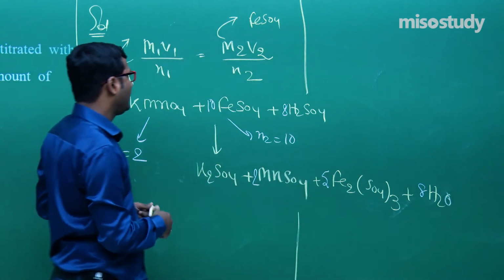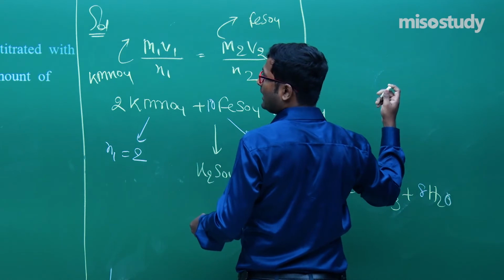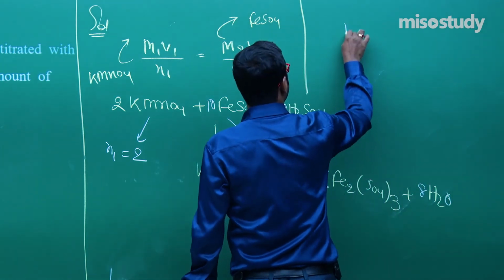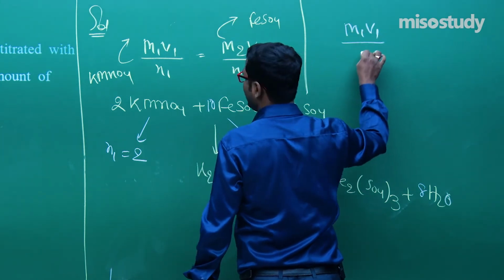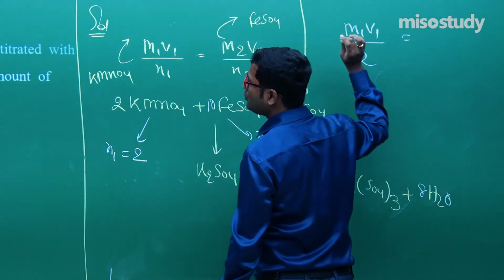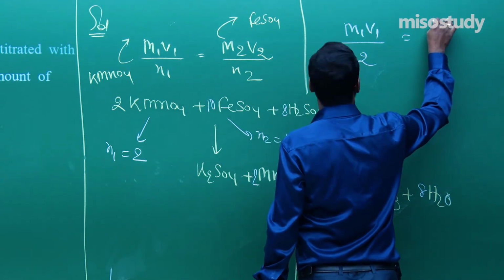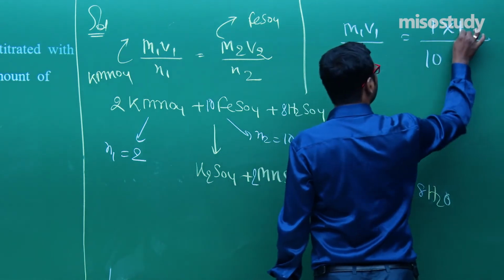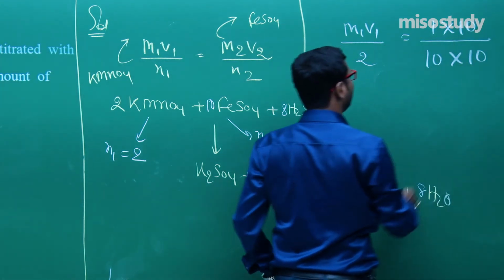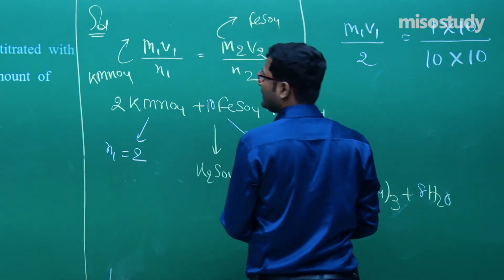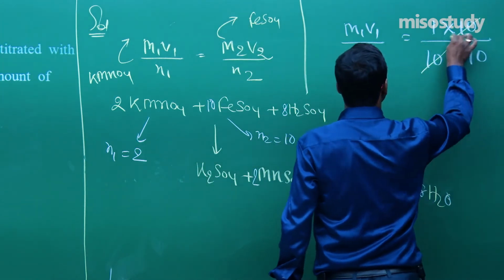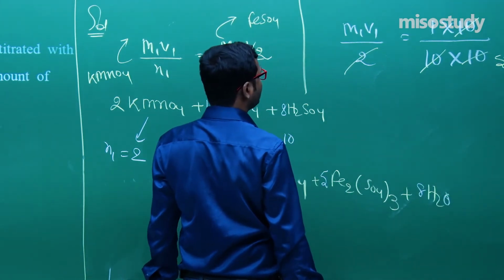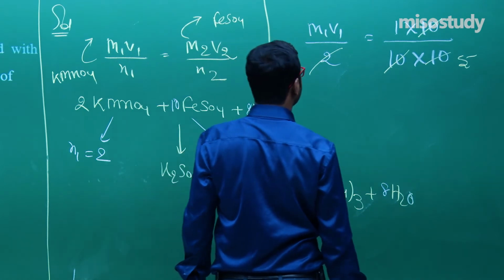Now moving here and we'll discuss the next part. What is M1? We do not know. If we do not know M1, put here M1 into V1. What is N1? Put here 2. What is M2? That is 1 upon 10, multiplied by V2, 10 ml, upon N2, that is 10. This is the thing: 1 into 10 into 10. Now this will cancel this one and this will cancel this one. Clear? Am I right or wrong? Sir, you are absolutely right.